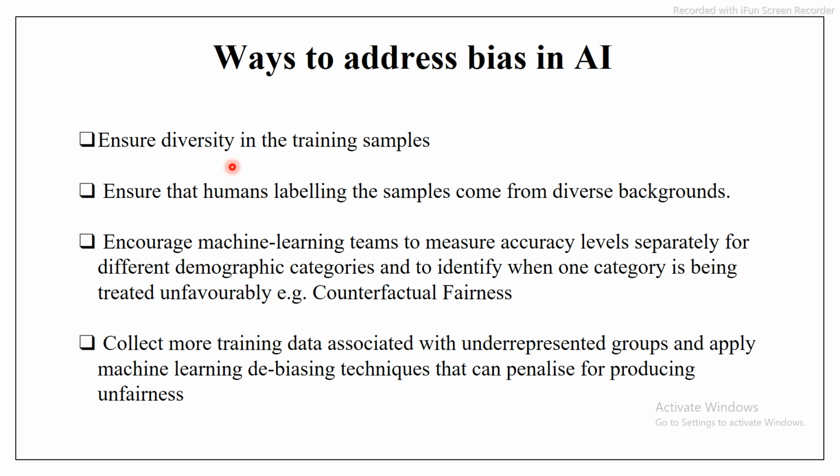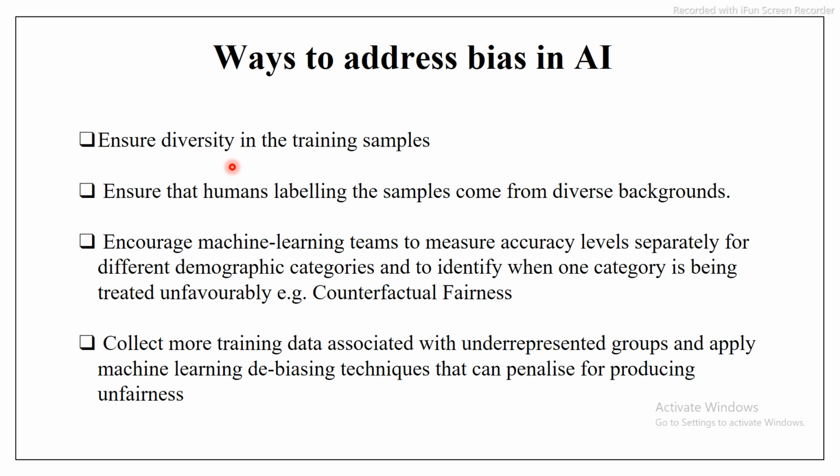Encourage machine learning teams to measure accuracy levels separately for different demographic categories. For example, if you are developing AI solutions for India, then for different demographics, people must check the accuracy, for people in the south and people in the north. This kind of thing must be done, and only then will bias not come in.